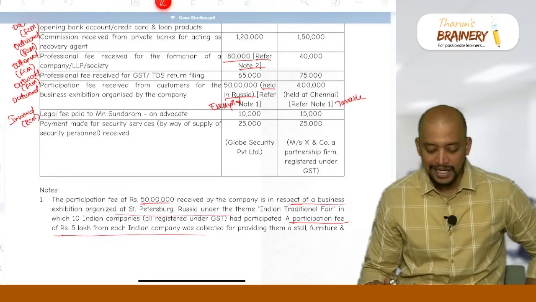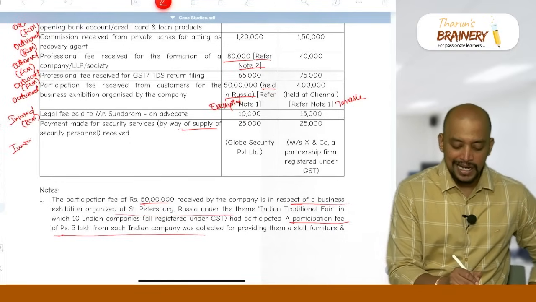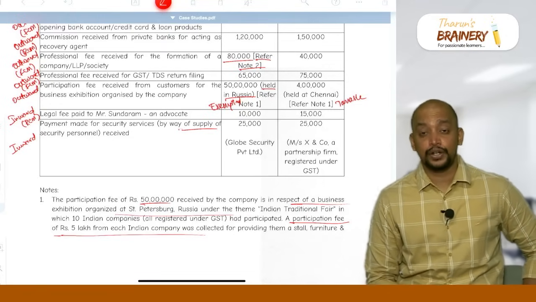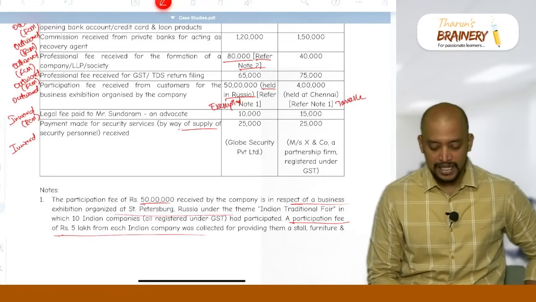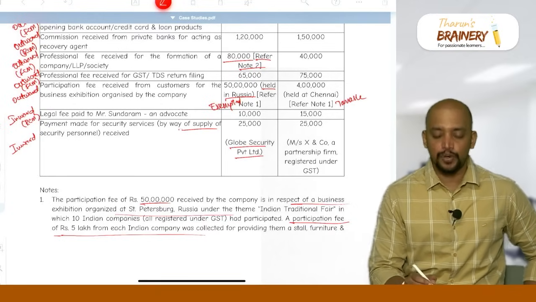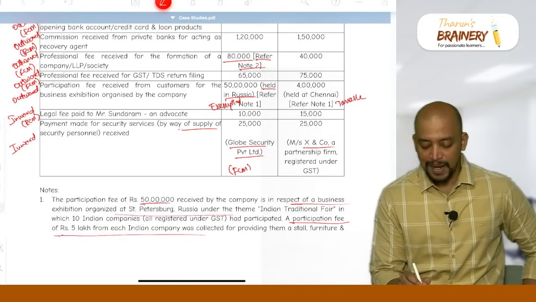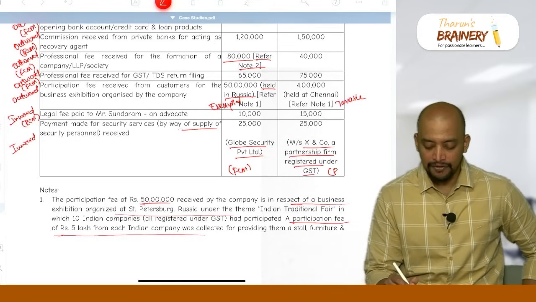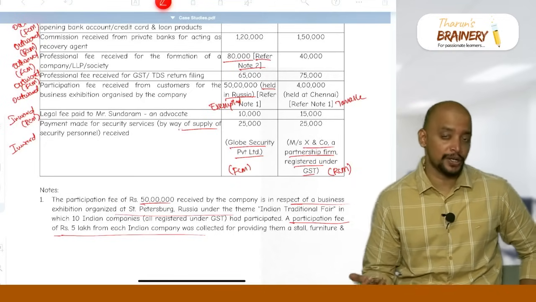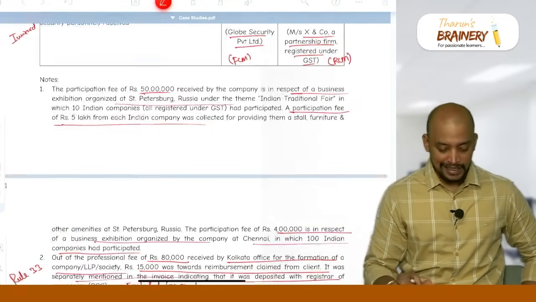Payment made for security services by way of supply of security personnel, inward. Security agency service will come under RCM if two conditions are satisfied: supplier is other than body corporate and recipient is registered. In the first case, the supplier is a body corporate, so it will come under FCM. In the next case, the supplier is a partnership firm, other than a body corporate, therefore this transaction will come under RCM. Supplier should be other than body corporate, recipient should be registered, then it will come under RCM. So these are the transactions.